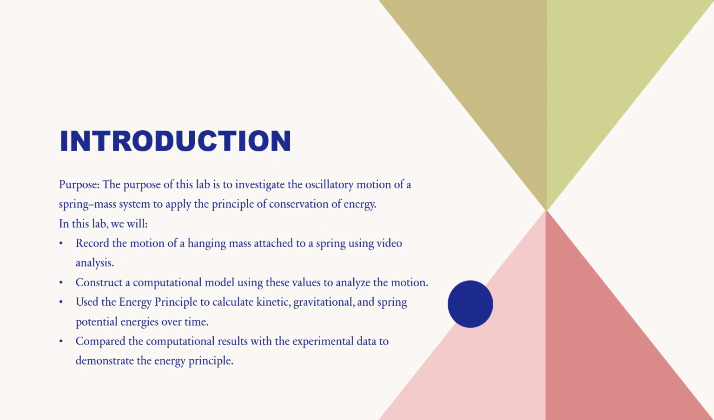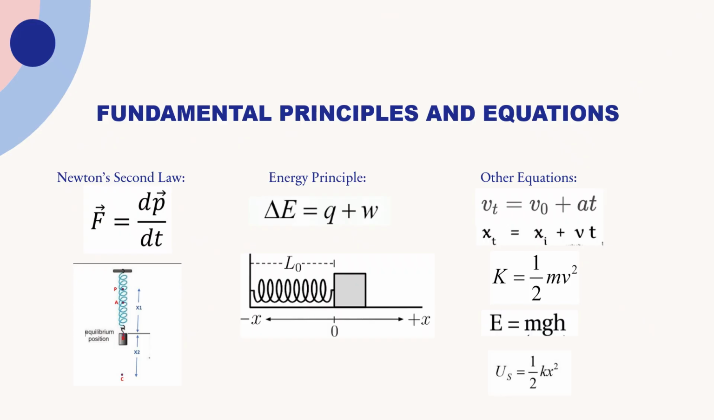The purpose of this lab is to investigate the oscillatory motion of a spring mass system and apply the principle of conservation of energy. We recorded the motion using video analysis in Tracker and constructed a computational model to analyze the motion. We then calculated the energy changes over time and compared the computational results with experimental data to demonstrate energy conservation. Here are the key principles and equations used in this lab.